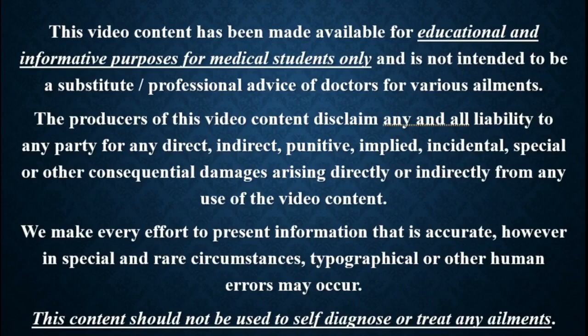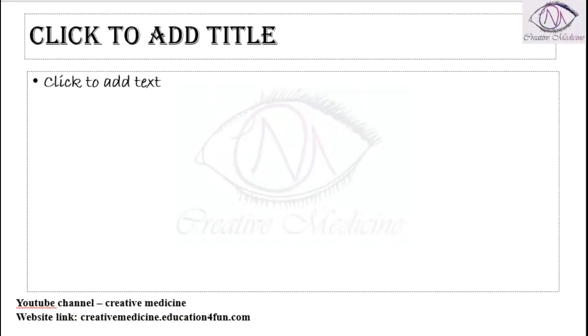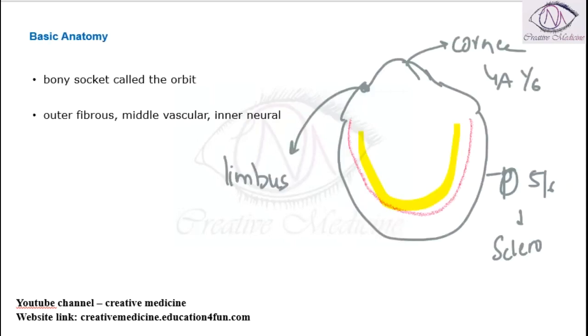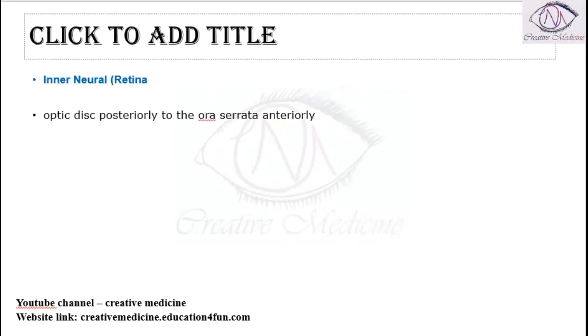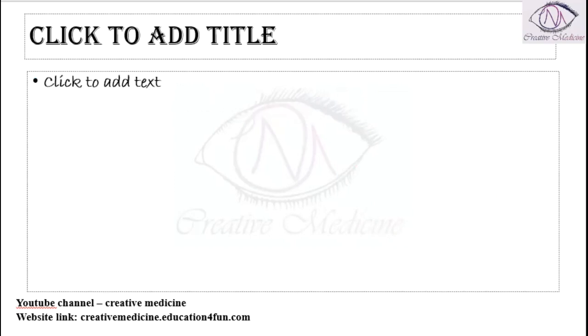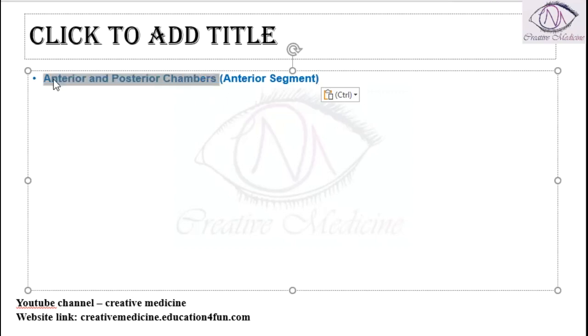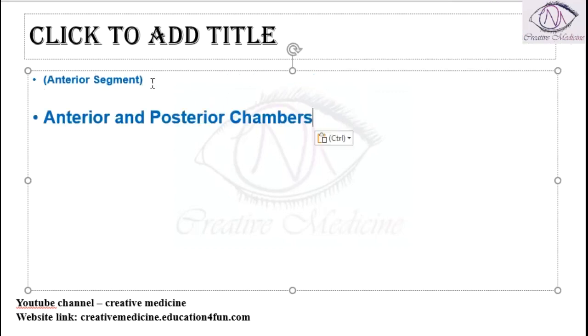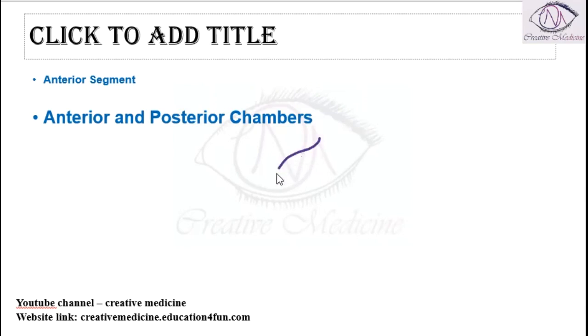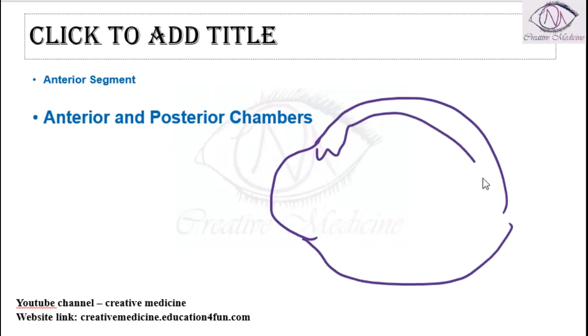In this lecture, we will learn about the anterior segment and posterior segment of the eye. First, we have two segments of the eye, anterior segment and posterior segment. Now, anterior segment will again have two chambers, which are the anterior chamber and the posterior chamber. So, first, what is anterior segment? The eye is divided into anterior segment and the posterior segment based on the lens.